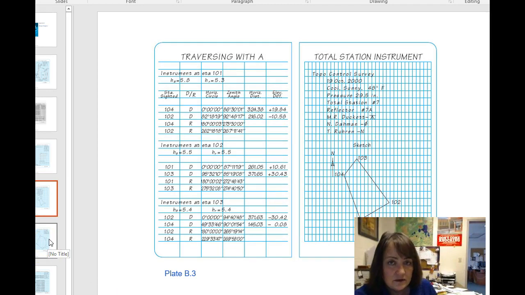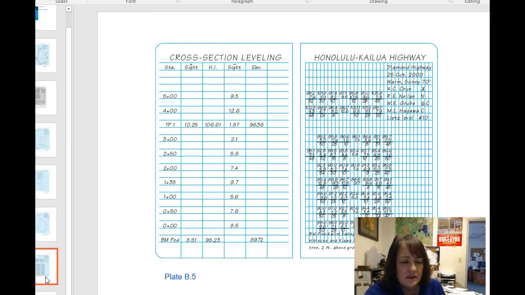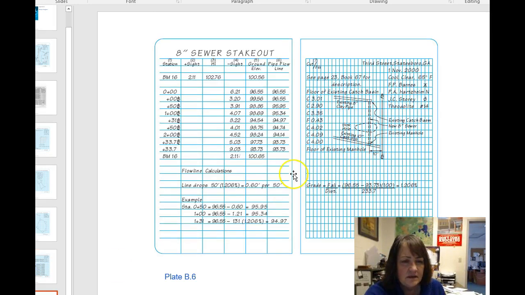And as I had said earlier, sometimes it's very important that you follow the note form pretty closely. Other times it just depends on the survey, and you don't have to follow a particular note form closely. You just aim for clarity and completeness, accuracy and completeness. Once again, and some more types of data. The last note form here is a sewer stakeout.